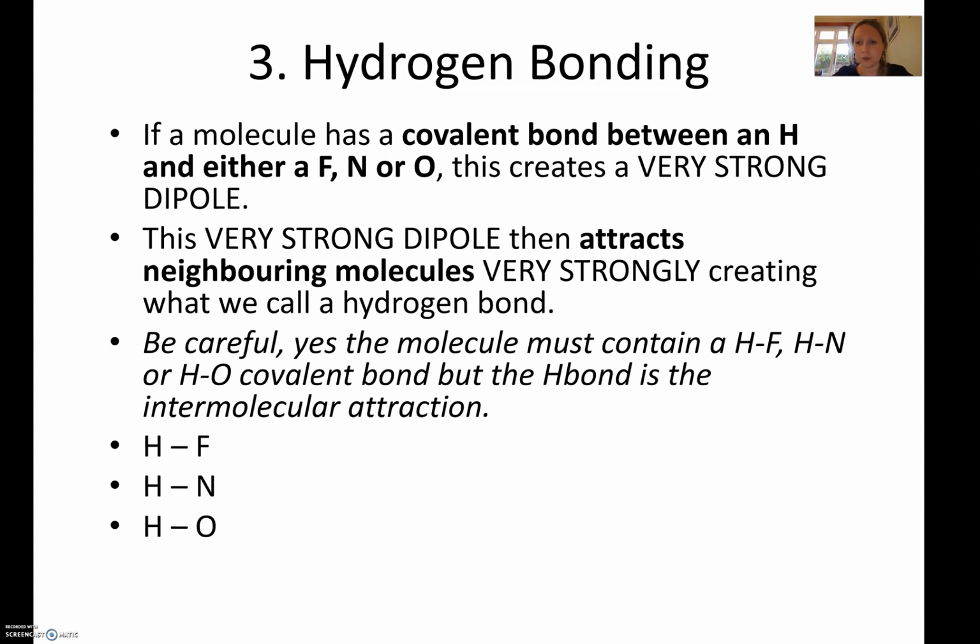So if a molecule has a covalent bond between H and F, N or O, then what happens is that creates a very strong dipole. And the reason why it creates a very strong dipole is because these 3 are the most electronegative atoms that there are. And so they're going to pull those electrons in that bond much closer towards themselves than the H atom.